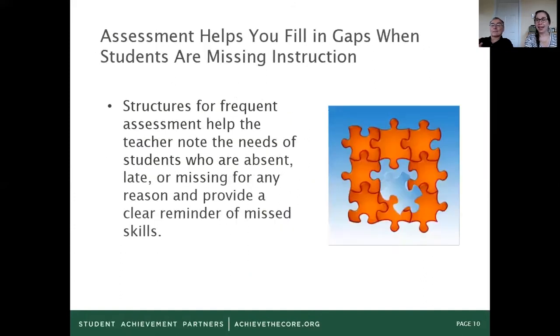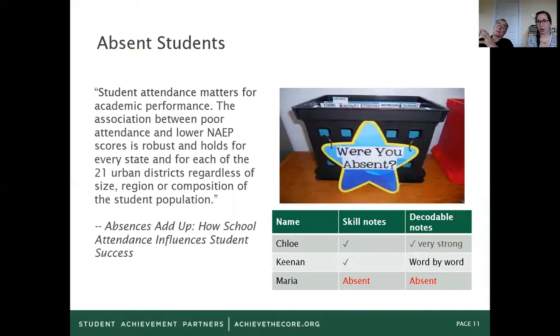And when students are missing instruction, if they are out of the classroom, assessment helps you have structures for catching those gaps. Teachers can note who is absent, who is late, or missing for any reason, and they know exactly what skill they need to fill in. So we have some data here around student attendance and how it is directly linked to student performance. You can pause for a second to read the quote that's on the screen.